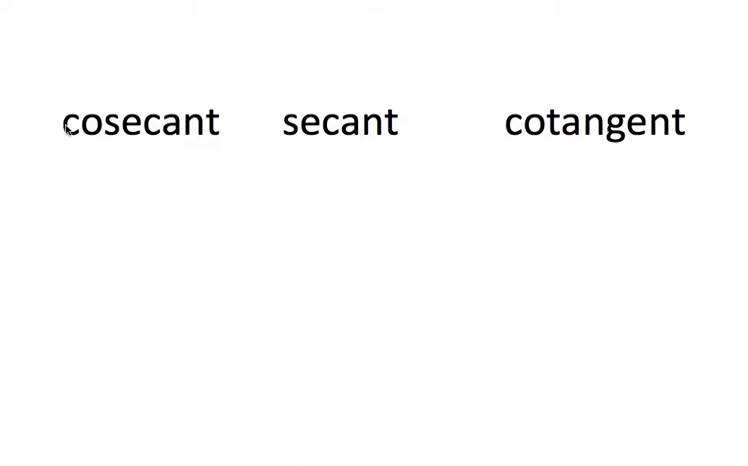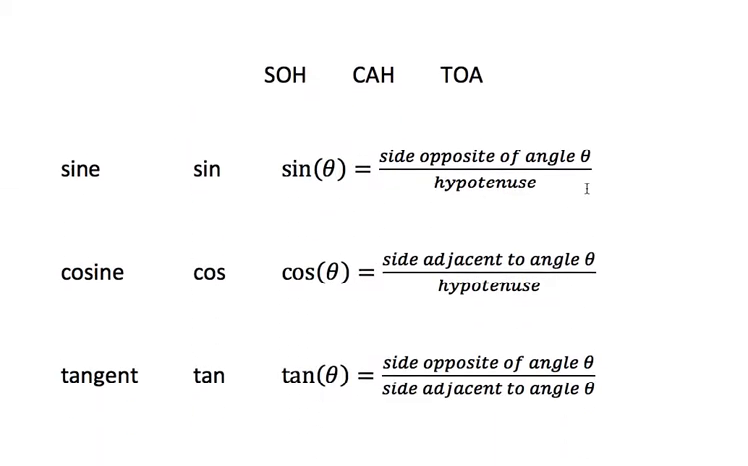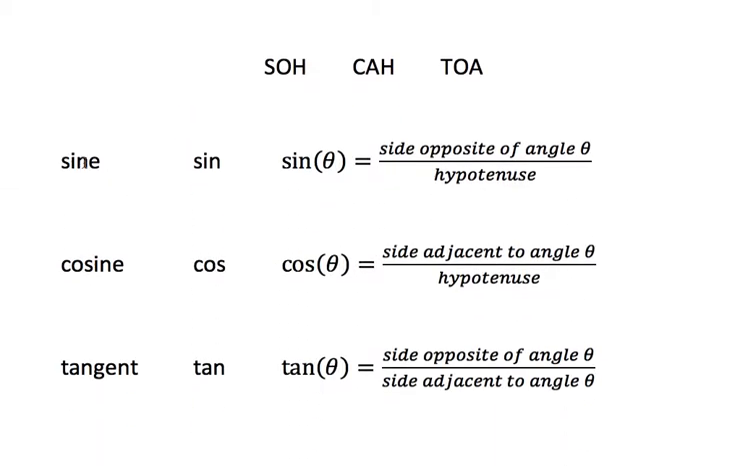This video is on cosecant, secant, and cotangent. Before we talk about what these three are, let's quickly review sine, cosine, and tangent. This is how you spell sine. Sine is abbreviated SIN, and sine of an angle is equal to the length of the side that is opposite of that angle divided by the length of the hypotenuse.